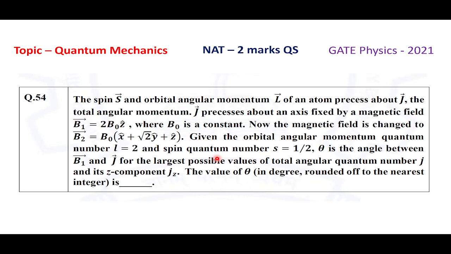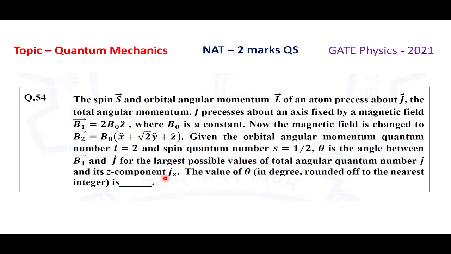For that, theta is defined here, that is given in the question. You can read the question. Theta is the angle between B1 and j for the largest possible value of total angular momentum j and z component of jz. So the procedure to solve this question is, first you have to find the theta for the magnetic field B1. That is the initial angle you have to find.